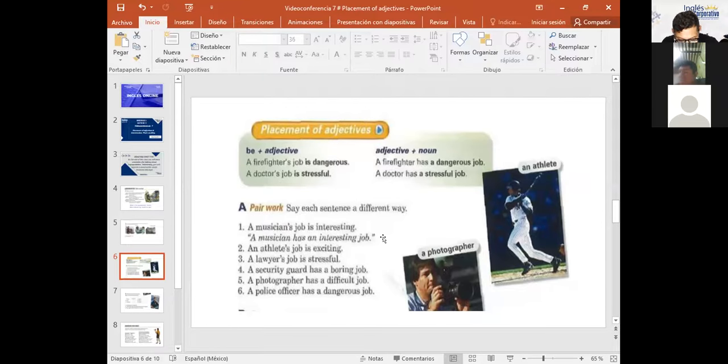Has y have, dijo, ¿verdad? Que tienen un trabajo peligroso, que tienen un trabajo estresante. Por eso vemos ahí el ejemplo de has. Pero si es plural, puede ser have. Por ejemplo, doctors have an interesting job. Los doctores tienen un trabajo interesante. En cambio, el otro dice el is, ¿verdad? Es peligroso, es estresante, es interesante. Thank you, teacher. All right.